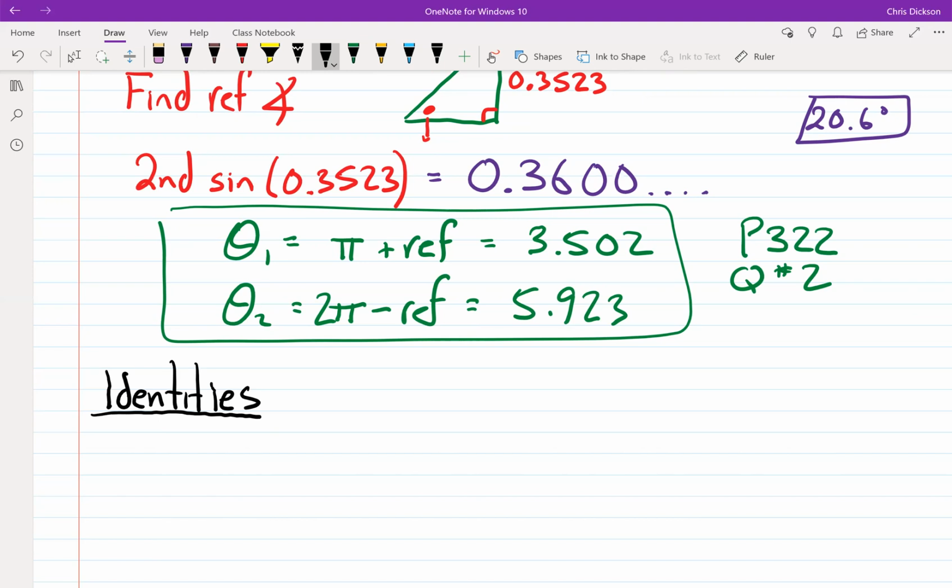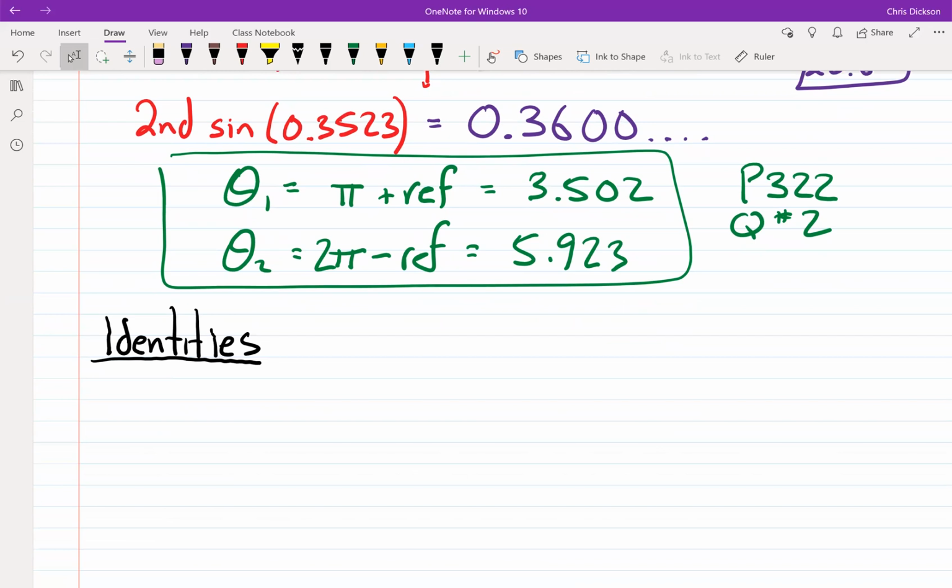They take too long to go through. But what I would like you to know is that on your identity sheet, you're going to get these identities given to you, but I think it's worthwhile showing you them now. And that is the addition identities first.